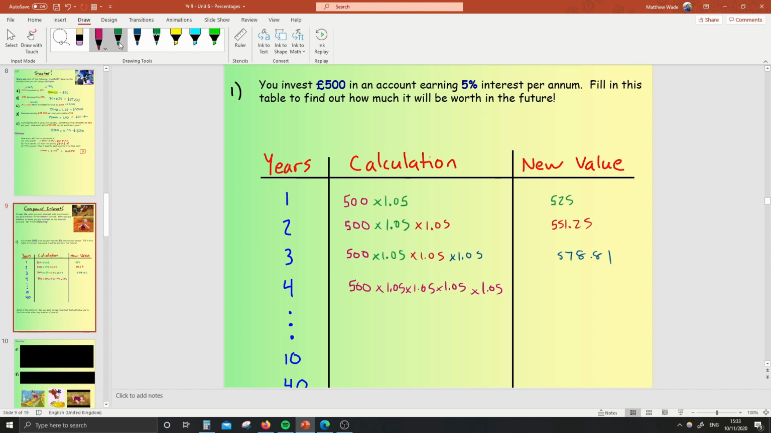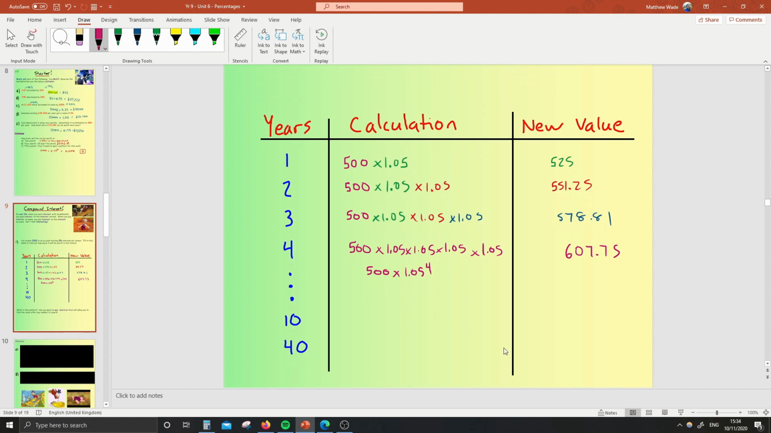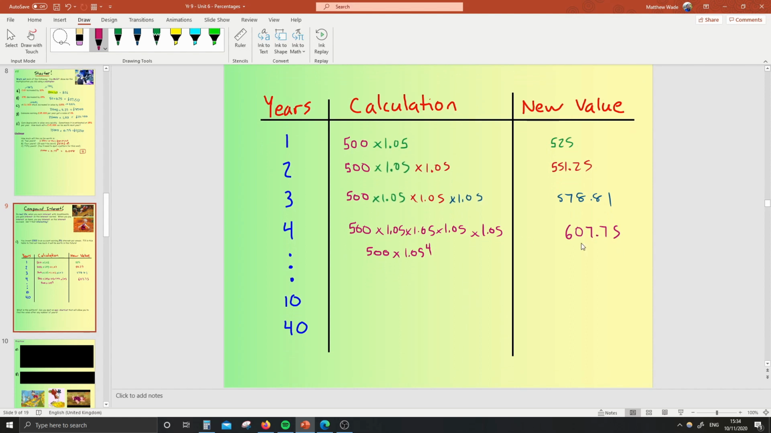So, who's got a shortcut then? What can we do? I don't want to write it like that. Instead of writing it like that, how about this? 500 times 1.05 to the power of 4, you're right. That's the shortcut way of writing it. So all you're going to do is 500 in your calculator now times 1.05 to the power of 4 equals 607.75. 607 and 75 pence. Cool. Well, guess what, buddies? Now you can do it for any year at all. You've just unlocked compound interest.